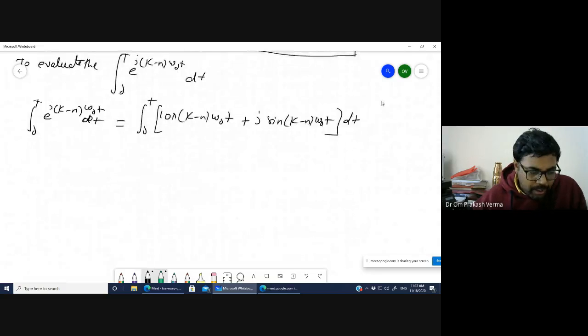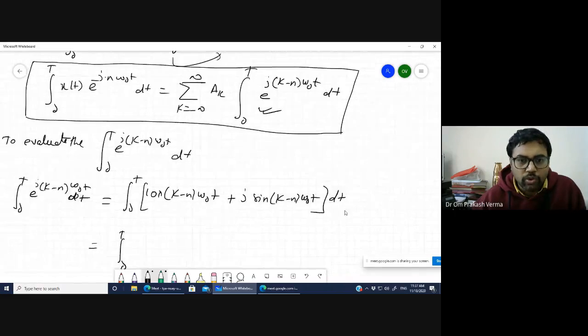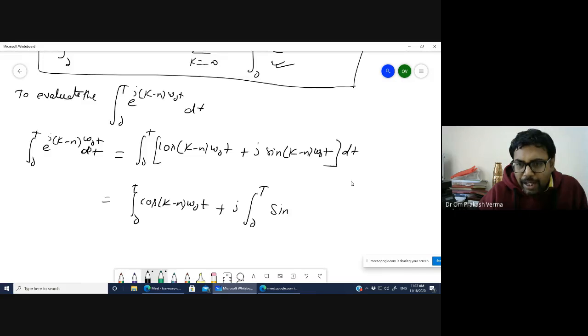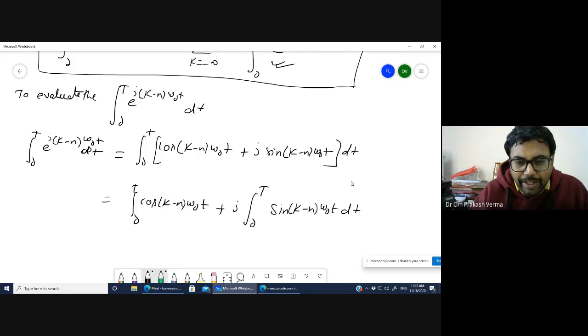Now, we have written 0 to T, okay, 0 to T, right? So the integral from 0 to T of cos((k-n) omega_0 t) plus j times the integral from 0 to T of sin((k-n) omega_0 t) dt, right? So this is the case. Now, can anyone tell me what is the integration of cos((k-n) omega_0 t)?